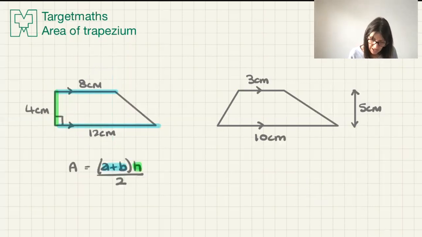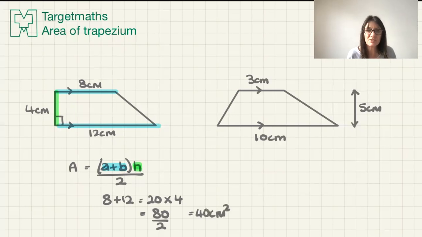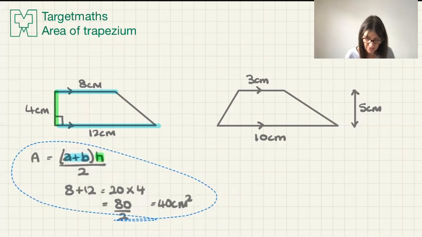Okay. A plus B is 8 plus 12 in this diagram, which is going to give me 20. I've then got to times it by the height, which is 4. That's going to give me 80. I've then got to divide that by 2. So my final answer is 40 centimeters squared. Okay, let's move that so it's not in the way.